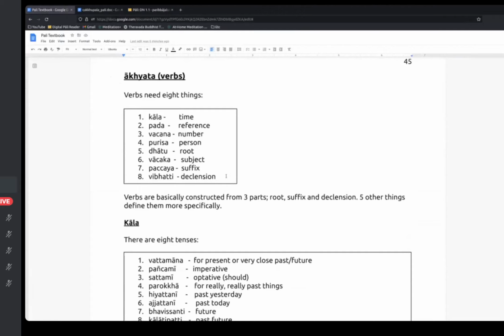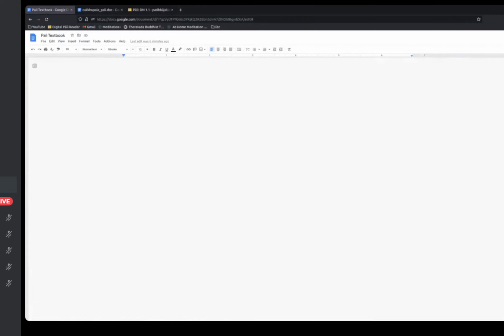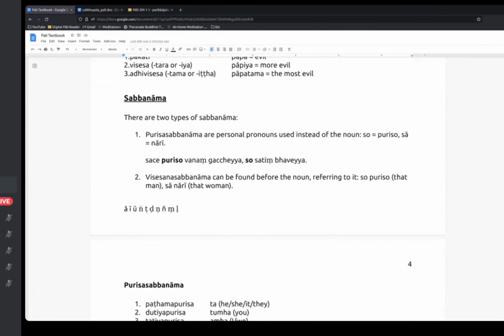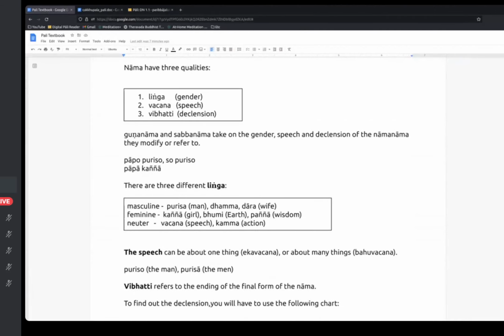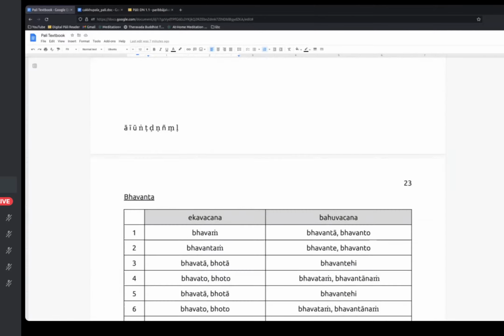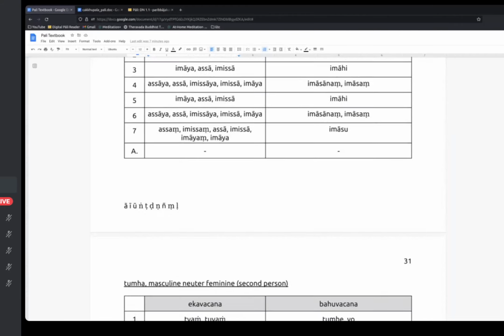And when I talked about nama, nama needs 5 things, right? Let's go back to nama. 3 things, sorry. Right, linga, vachana, vibhati. I thought it was 5. I can't think of what else there would be. Anyway, this is important because the gender, the speech, the declension is important, but remembering these things about nama is going to be important when we talk about akhayāta, because they match. They have to match, right?